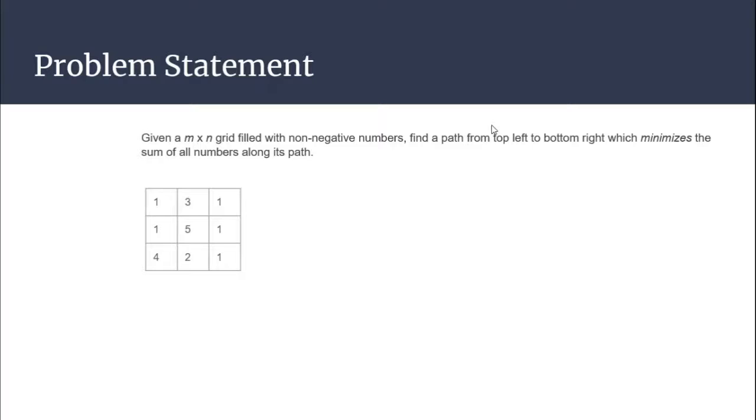The operations you can do from cell (i,j): either you can go down or right. That's the only two possible moves there are. So starting from this cell, either you can go here or here.